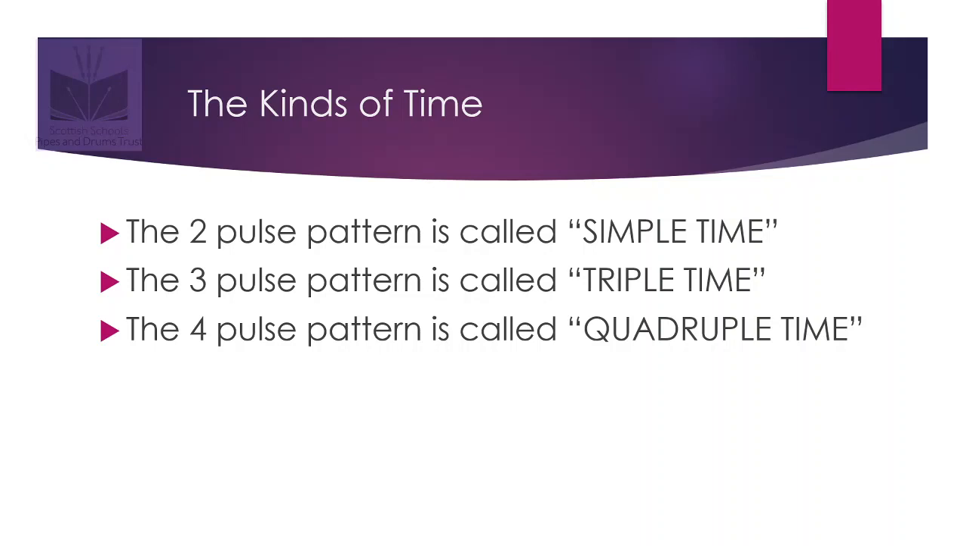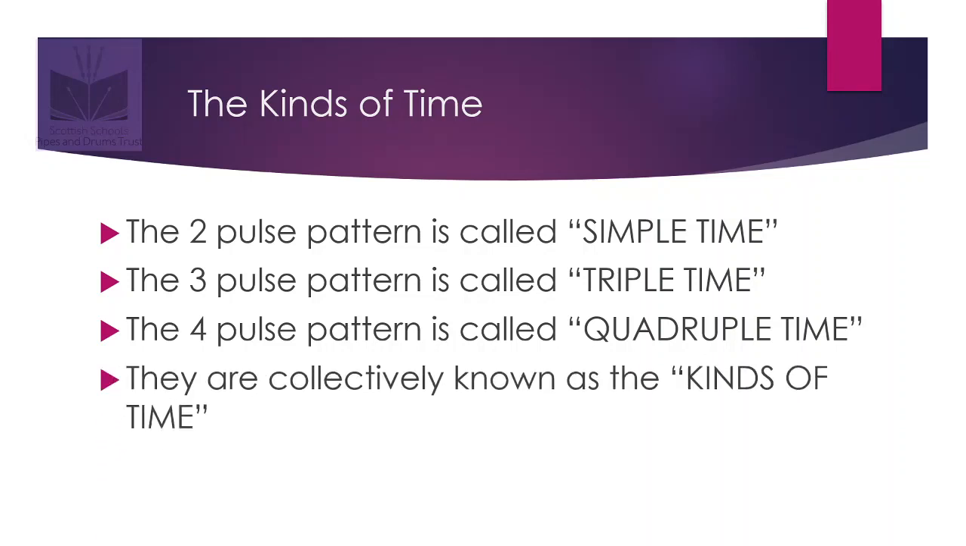So everybody here has played a 3/4 march. Alright, that's 3 pulse pattern or a triple time because it's got 3 beats. We count 1, 2, 3. If it's duple time, it's got 2 beats. 1, 2, 1, 2. And if it's quadruple time, it's got 4 beats. It'll be 1, 2, 3, 4. And that goes over and over and over again. Okay? And they're collectively known as the kinds of time.